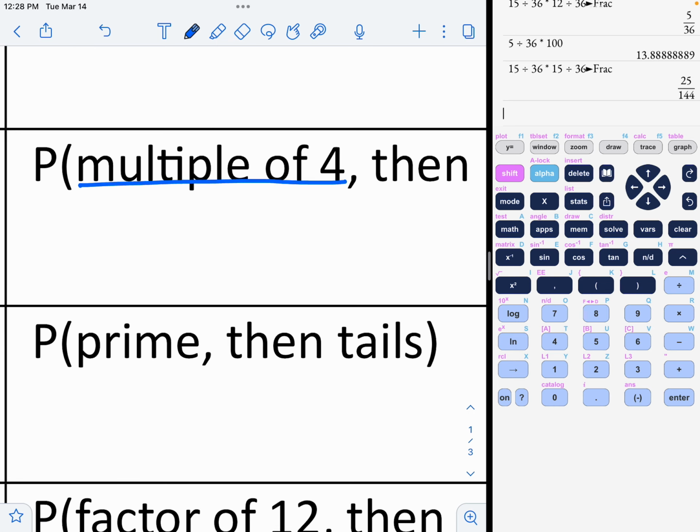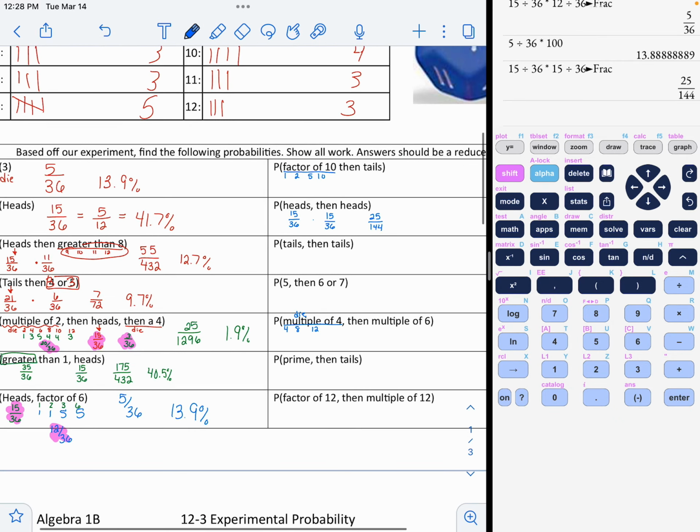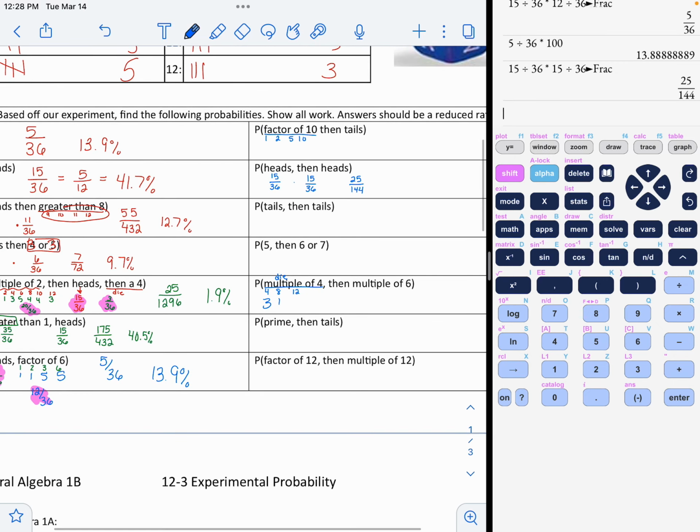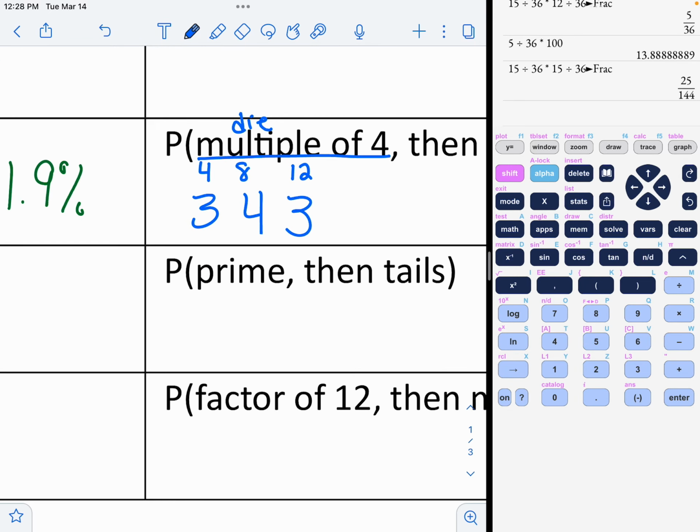If you were doing this one, multiples are 4, 8, and 12 on your number die. So you would have to say, I got a 4. How many times did we get a 4? 3 times. I got an 8. 4 times. I got a 12. 3 times. So that would be, let me shrink that down.